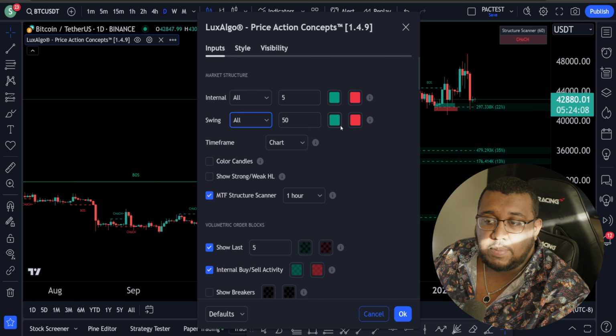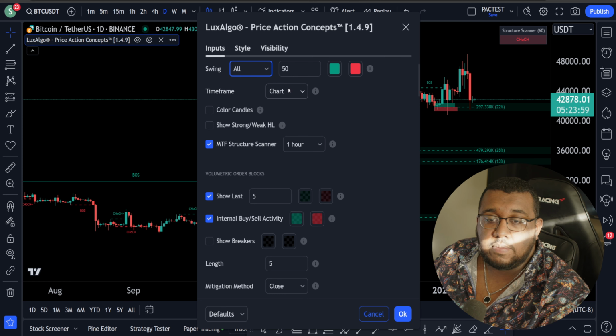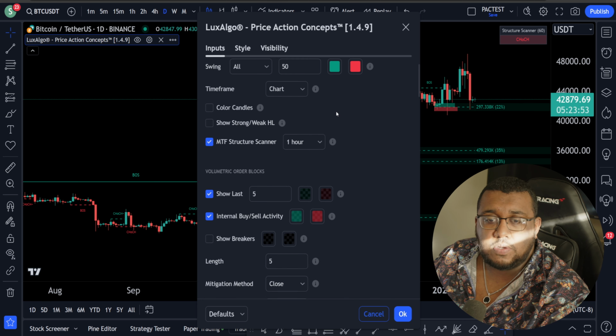The colors are going to be the same unless you want to change them for whatever reason. Green is good, red is bad. Think of it in those senses. Time frame chart, I will keep this as the chart always. There are special exceptions to this, but they're really not going to be moving around too much.